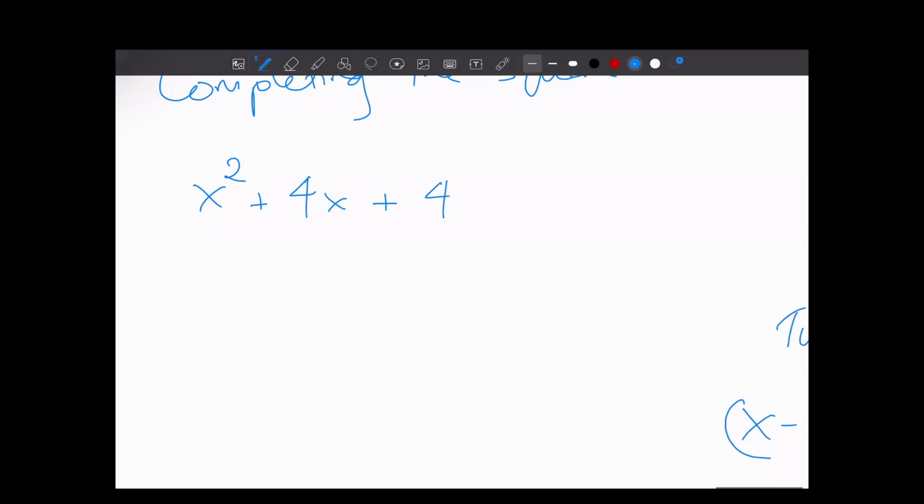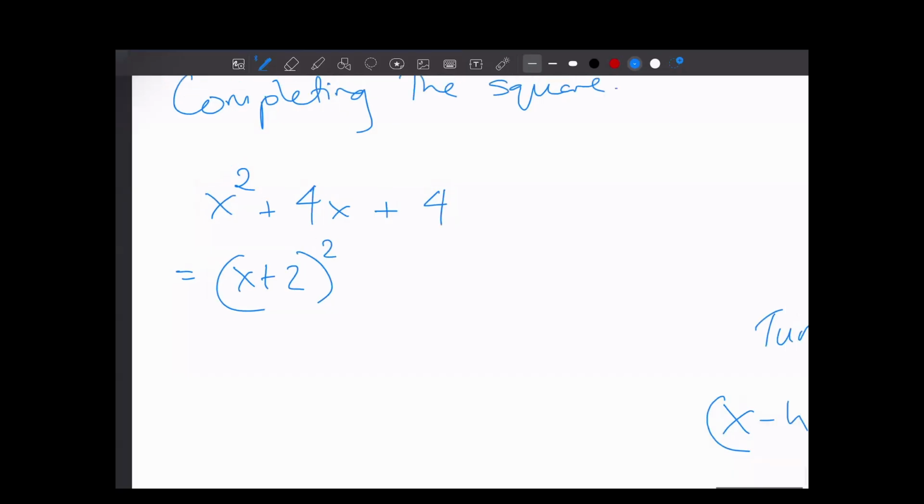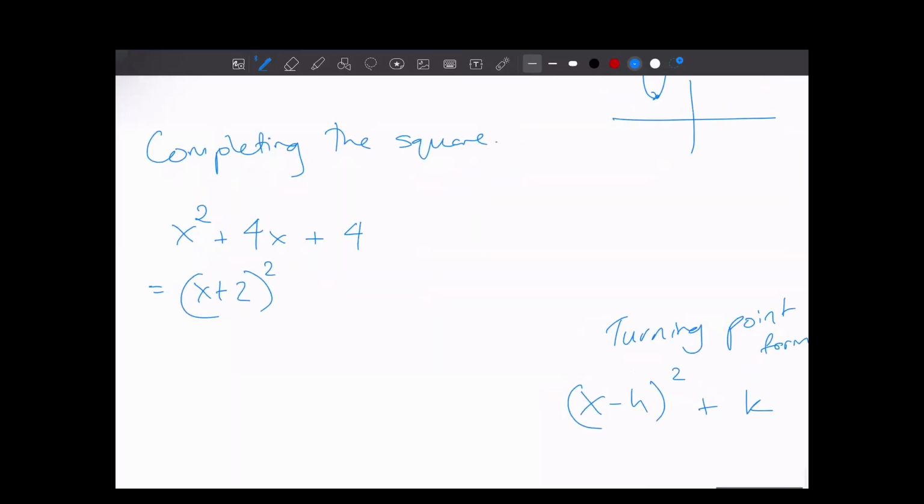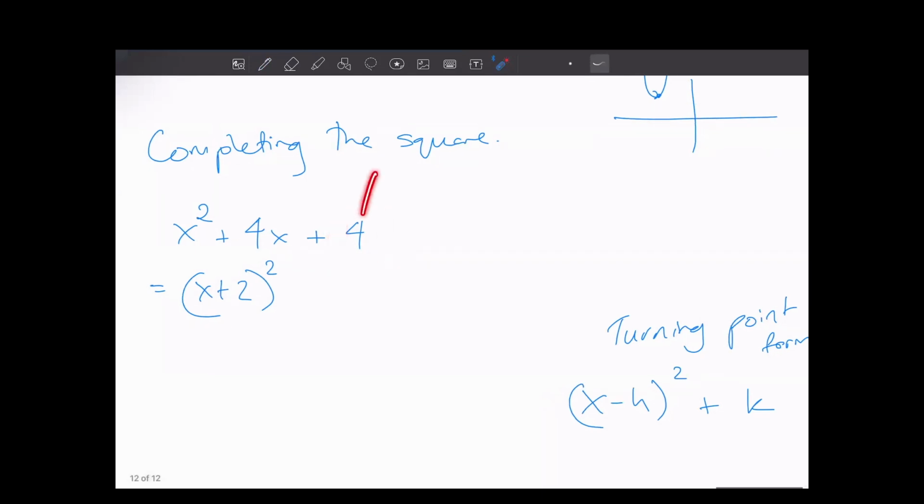So what will be my factorized form? x plus 2, x plus 2. It'll be x plus 2 times x plus 2, or x plus 2 squared, right? Yeah, and that's super clean. Now, the way you do completing the square is basically you try and change this constant number that you have at the end, so that you can factorize it in this form. And then it looks like this.